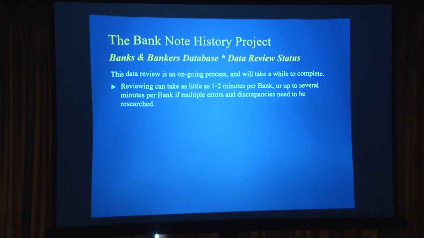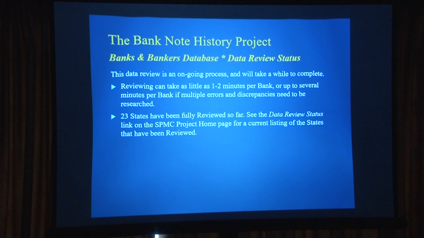It can take as little as a minute or two per bank, or up to several minutes if there are lots of errors and discrepancies. 23 states have been fully reviewed so far. We've got a page on the Wiki for data review status, so if you want to see which states have been reviewed and which haven't, you can look at that. As far as priority for the next states to be reviewed, based on user feedback, if you're doing a lot of research on certain states that are not yet reviewed, let me know and we'll prioritize getting those done so it's easier for you to search.